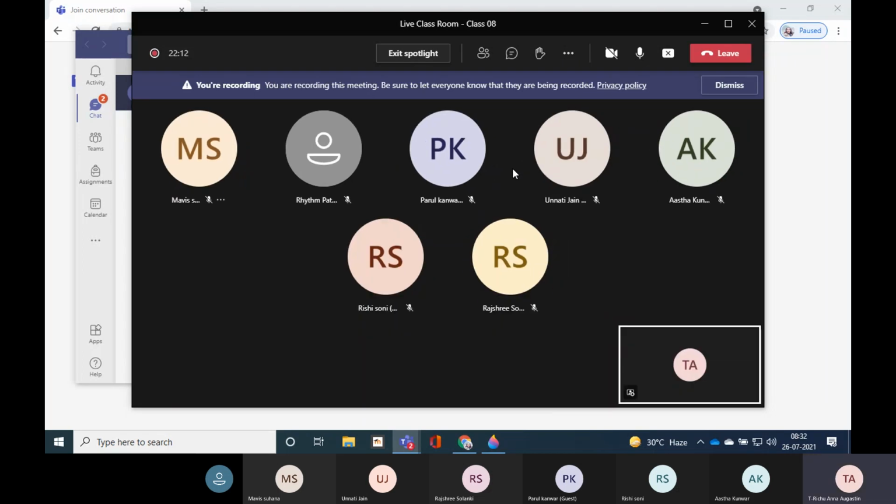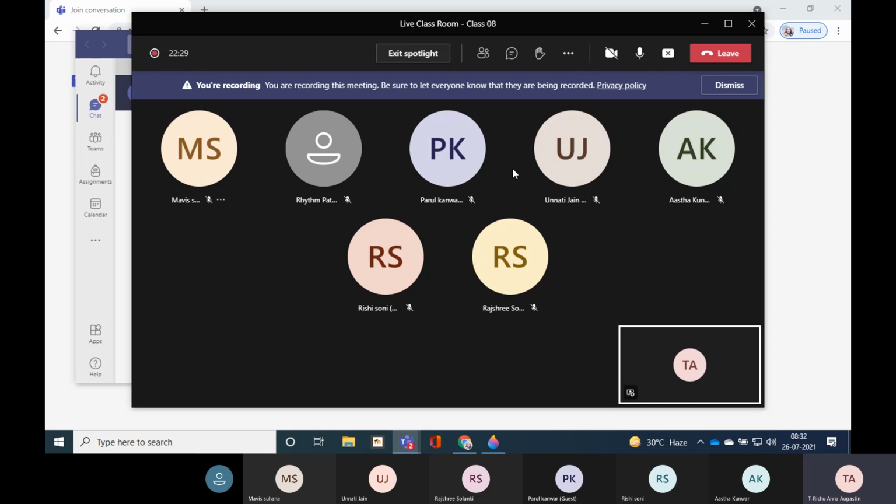Page number 15, we were discussing reproduction in plants. So first we discussed asexual reproduction. There are two modes of reproduction in plants, asexual and sexual. So what is the difference between asexual and sexual?